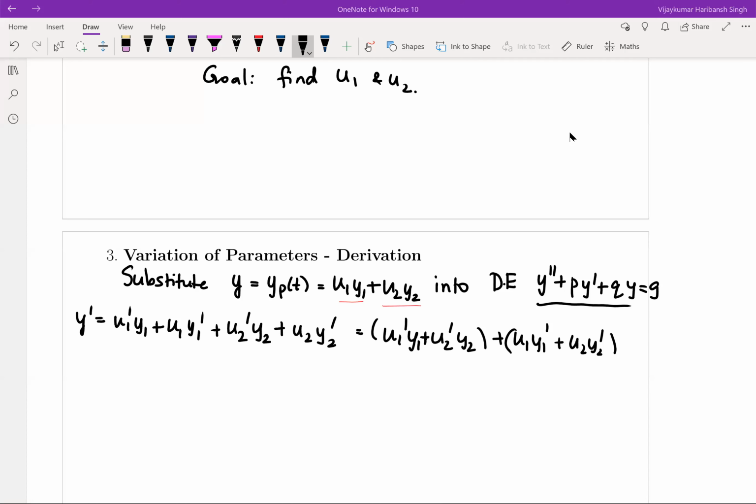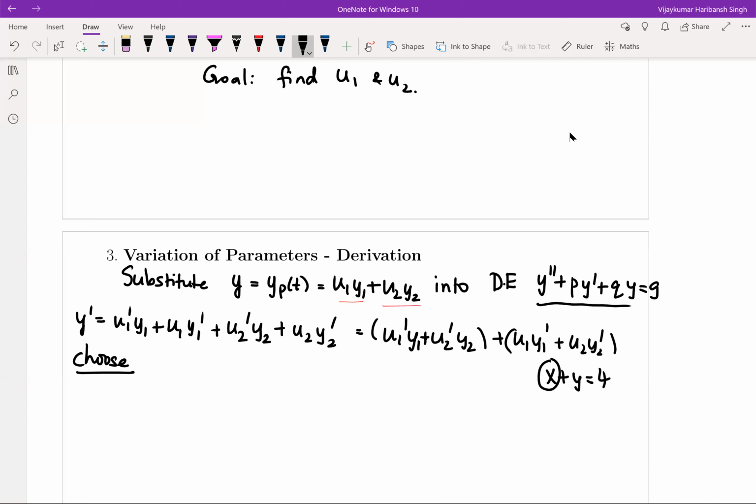Now see, you have y equals u1 y1 plus u2 y2, where u1 and u2 are variables. So we want to basically find u1 and u2, which will help us do the computation. For example, suppose you're given x plus y equals 4. Then there are many choices of x, and correspondingly you get choices for y. So we want to find u1 and u2 which work.